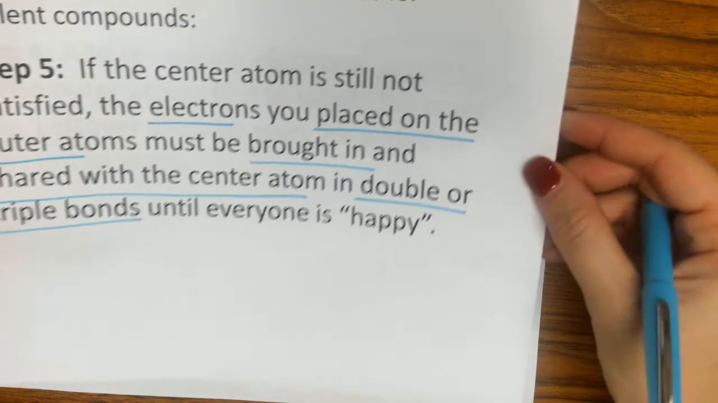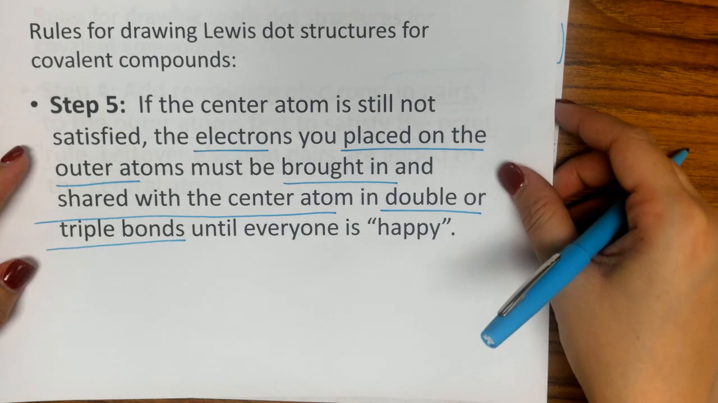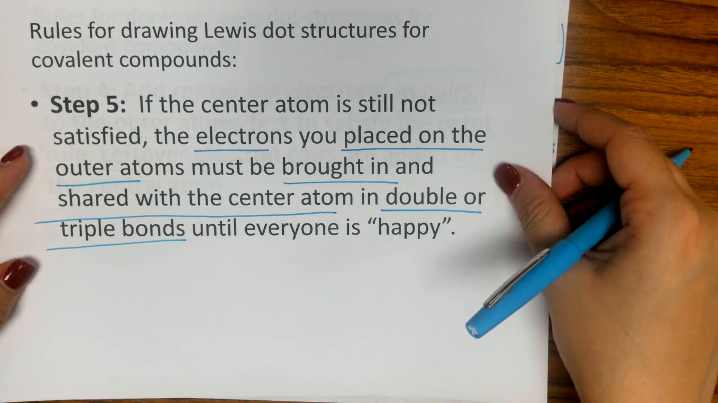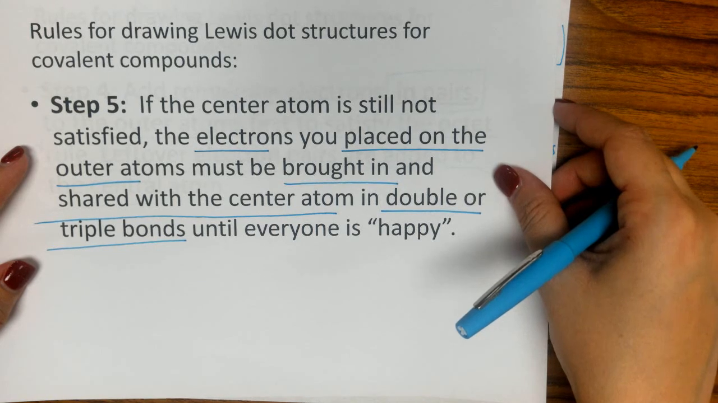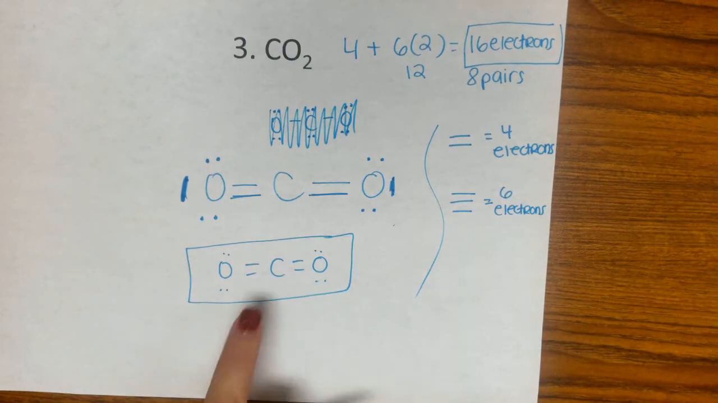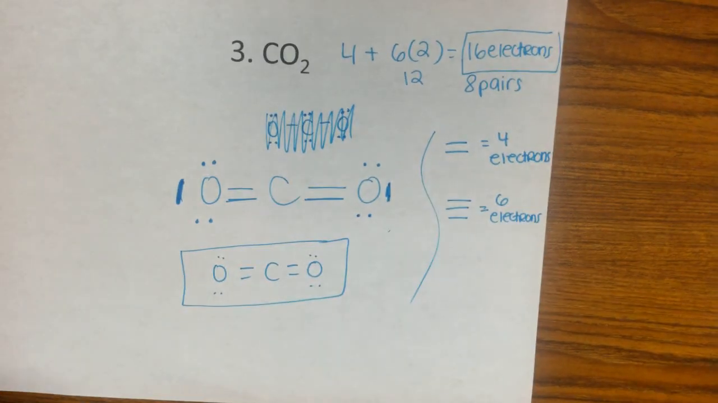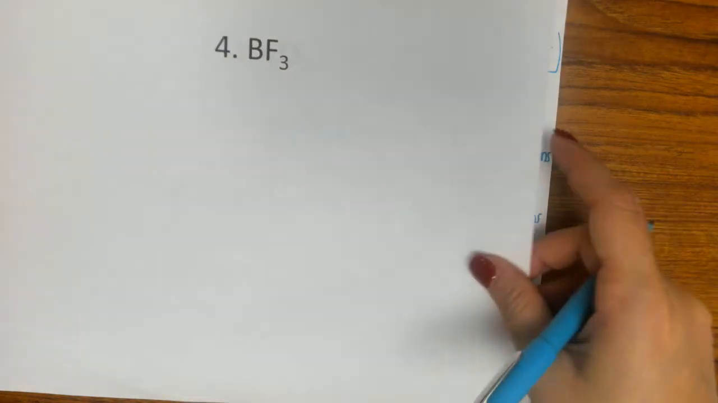Now, I taught you double bonds. Double bonds are step 5. They're the literal last thing you do. A lot of people want to make double bonds from the beginning. You only make a double bond if the center atom still doesn't have 8 and you don't have any other options. Okay, we're going to draw one more together and do this one a little faster because you're probably sick of watching this video.